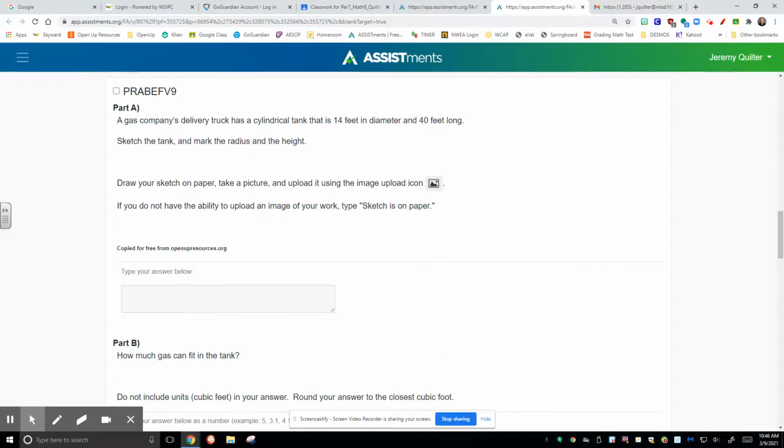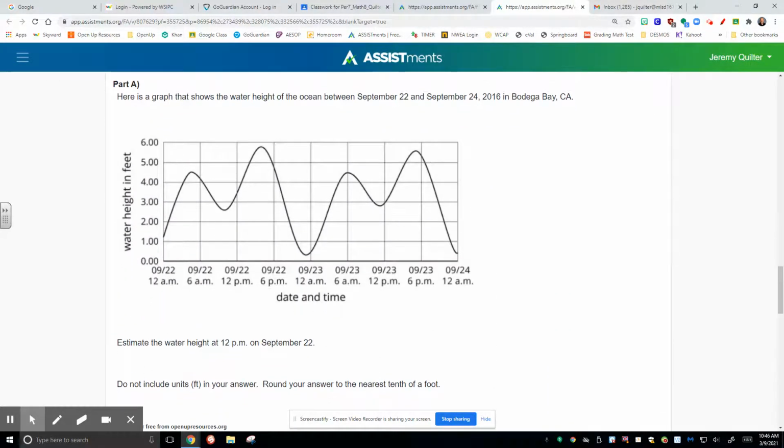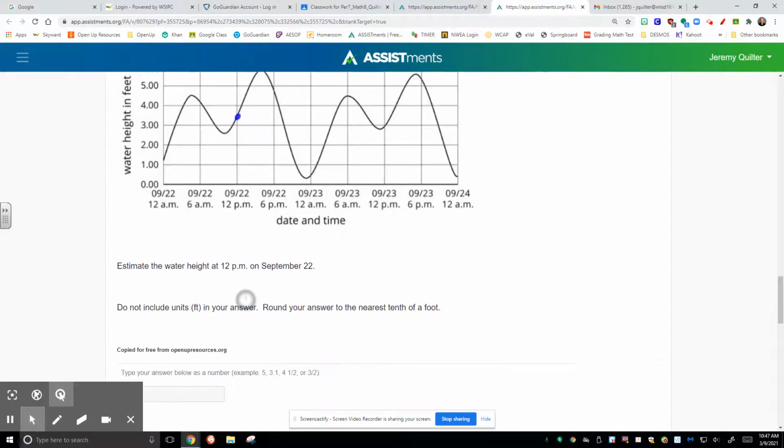We're going to skip this next one about the gas company and go to a little bit of review. Here's a graph that shows the water height of the ocean between September 22nd and September 24th, 2016 in Bodega Bay, California. We can see the water height is the y-axis, the date and time is the x-axis, and we're supposed to estimate the water height at 12 p.m. on September 22nd. So when we look at these, be really careful that we're looking at the AM and PM, and we're estimating the water height at that moment, okay? Do not include feet in your answer. You need to come up with a really reasonable response for that one.